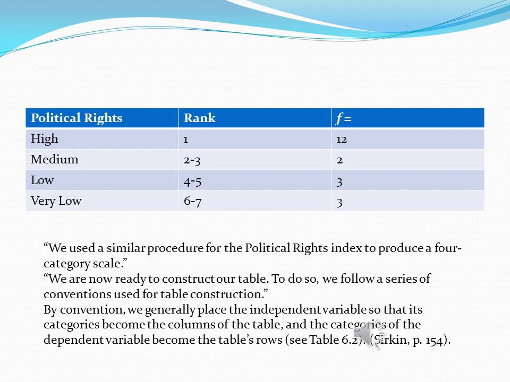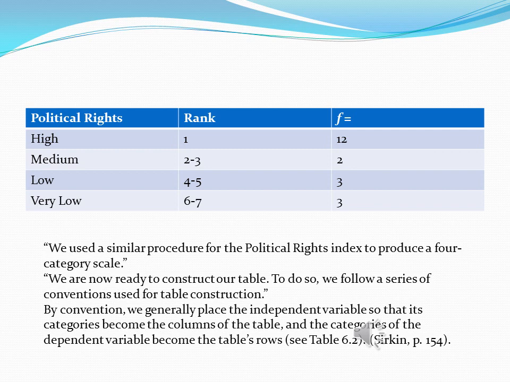Look on page 154 of your text. That's where this is, your Sirkin textbook. This is table 6.2. In quotes, I'm going to read what it has in the book. "We used a similar procedure for the political rights index to produce a 4-category scale. We are now ready to construct our table. To do so, we follow a series of conventions used for table construction. By convention, we generally place the independent variable so that its categories become the columns of the table, and the categories of the dependent variable become the table rows."